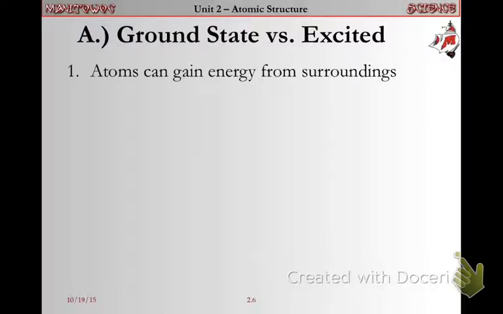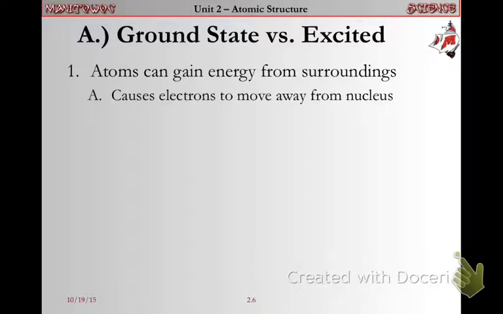So the first thing we have to do is define two different types of states. We have to define a ground state versus an excited state. Atoms have the ability to gain energy from the surroundings, just like we gain energy from the heat that comes out of our furnace. What this does to an atom is it causes the electrons in that particular atom to move further away from the nucleus.